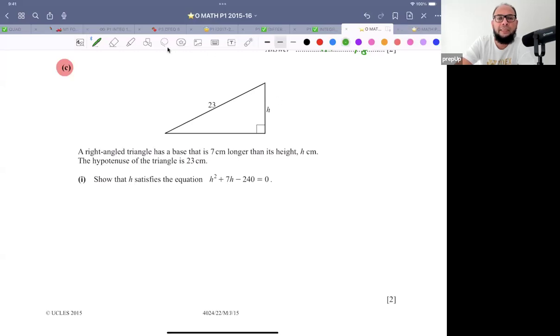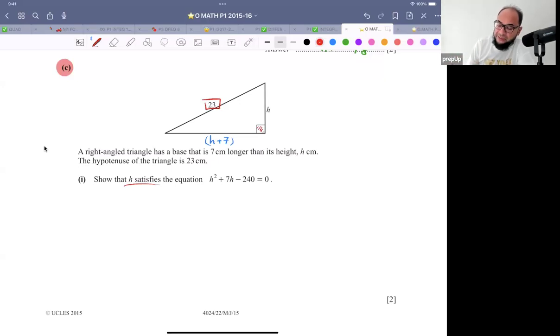So now let's look at this question. It says a right angle triangle has a base that is 7 centimeter longer than its height. This is the height, that is h. The base is 7 centimeter longer. That means the base is equal to h plus 7. That is the first thing that needs to be done. The hypotenuse of the triangle is 23. Show that h satisfies this equation. So we are just focusing on the first part for right now.